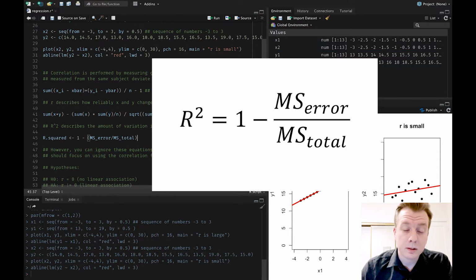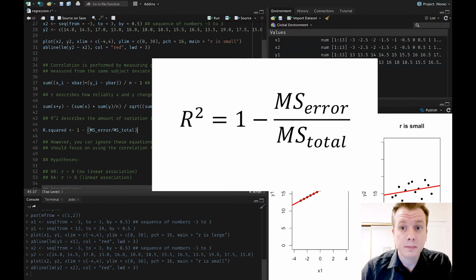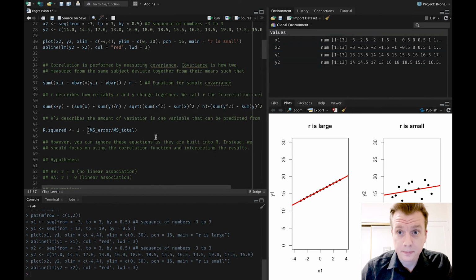A parameter called r squared describes the amount of variation in one variable that can be predicted from the other variable. This is very similar to an F statistic, except it is 1 minus the mean square error divided by the mean squared total. What r squared tells us, and we talked about r squared a little bit with ANOVA, is the amount of variation explained by differences in our data. However, you can ignore these equations because they are built into R, and instead we're going to focus on using the correlation function and interpreting the results.